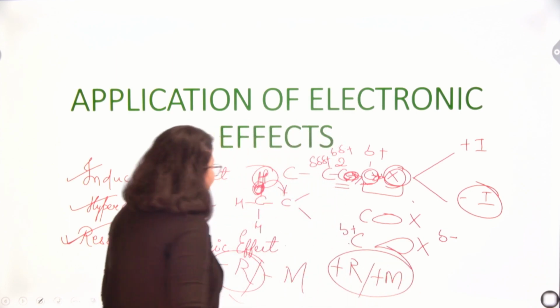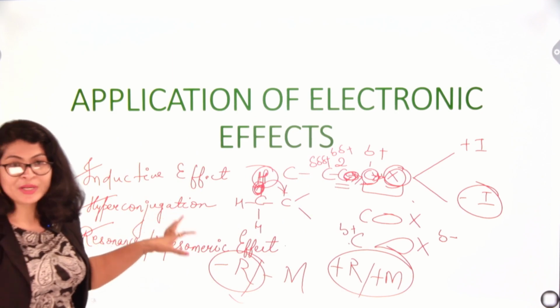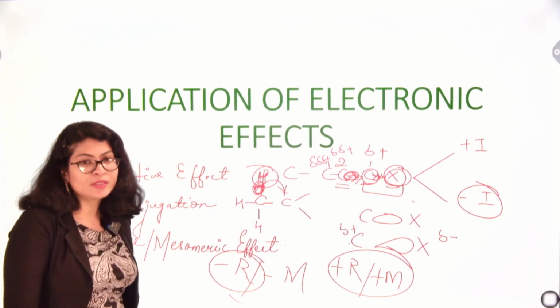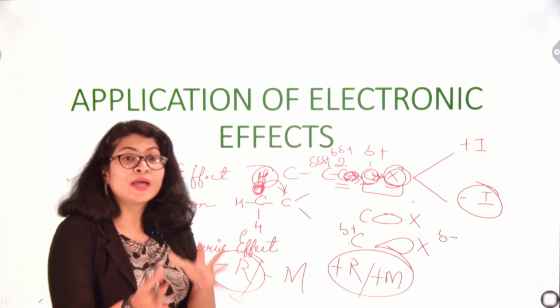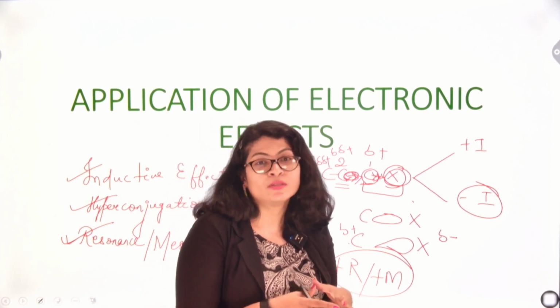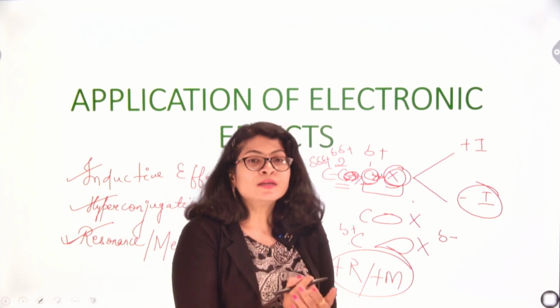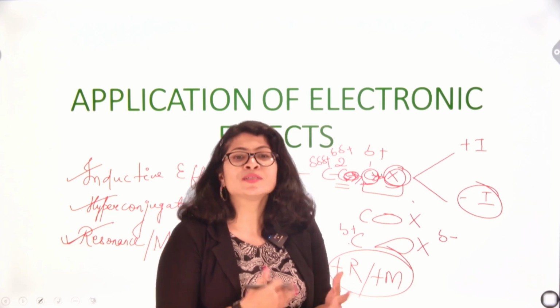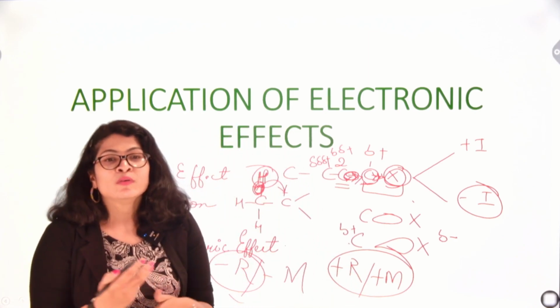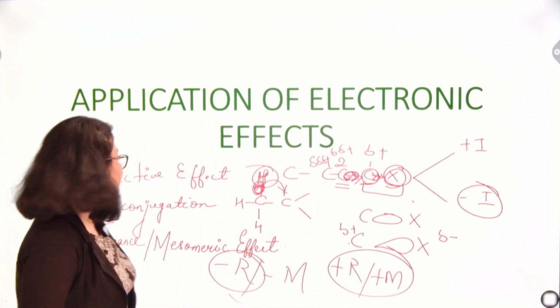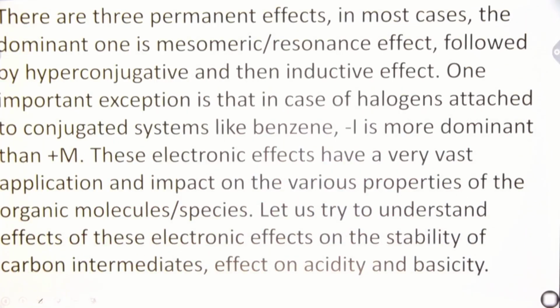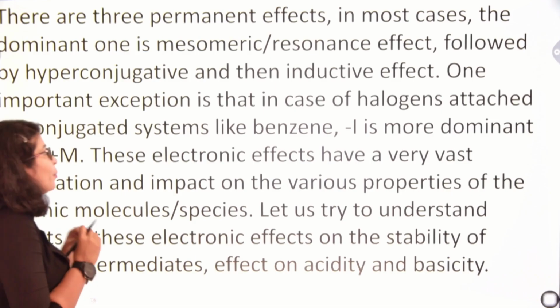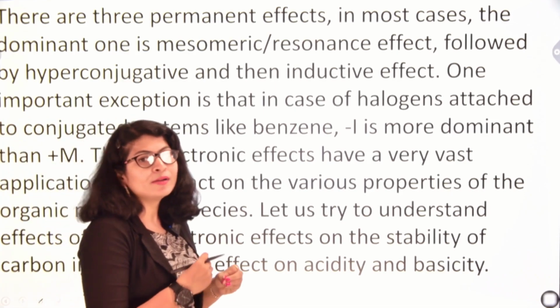Okay. Now, this was a brief idea about all the three electronic concepts. Now how together we can apply these electronic effects in studying the structures or stability of organic compounds, we will deal with in this video. So first of all, there are three permanent effects. In most cases, the dominant one is mesomeric or resonance effect.